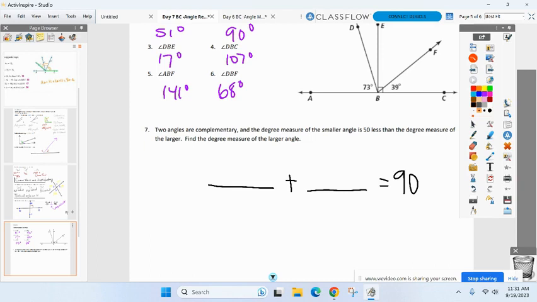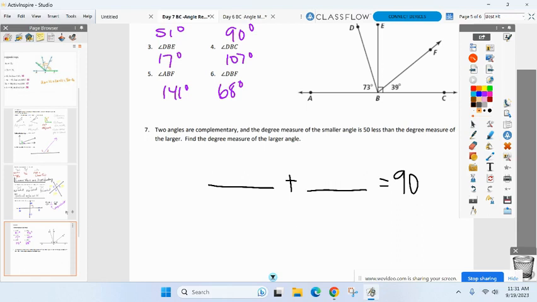Usually you start these word problems off by calling something X, then building off of that. So we need to make a class decision. Do I call the smaller X or the larger? There's no incorrect response, but it will affect how we write the second one. So do we have a class decision? If the degree measure of the smaller angle is 50 less than the degree measure of the larger? Anything you want to call X in particular, smaller or larger?